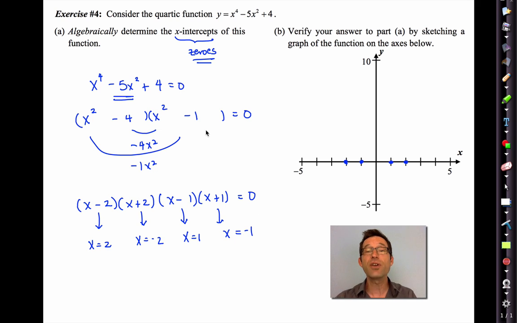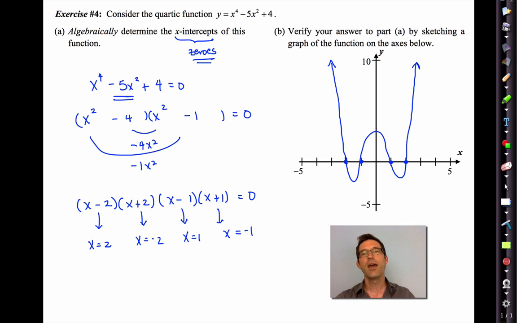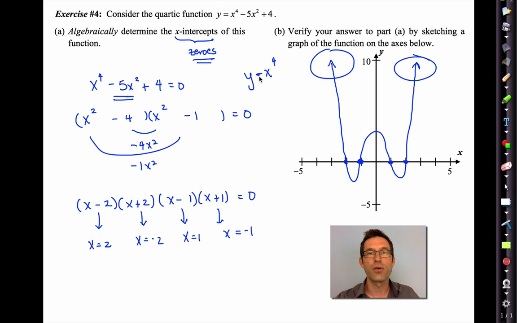It's a nice even quartic. Not all quartics are even, but this one has that nice symmetry across the y-axis, no matter how well I've drawn it, and it looks something like that, right? Nice even quartic. And notice how the ends point in the same direction because, again, the end behavior of this polynomial is dictated by y equals x to the fourth.